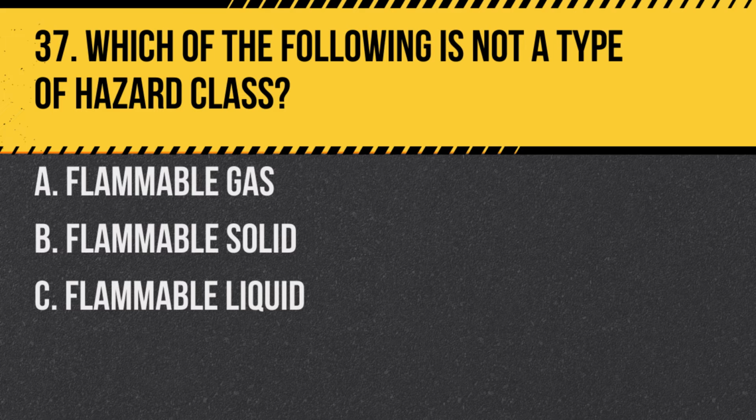Question 37. Which of the following is not a type of hazard class? A. Flammable gas. B. Flammable solid. C. Flammable liquid. Answer: B. Flammable solid. While there are flammable solids, the specific term flammable solid is not a standalone hazard class.